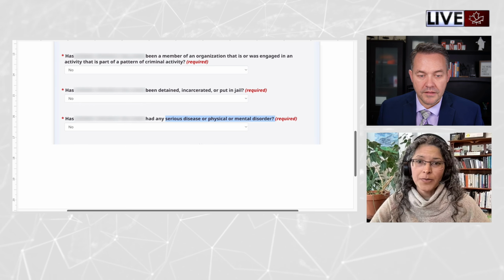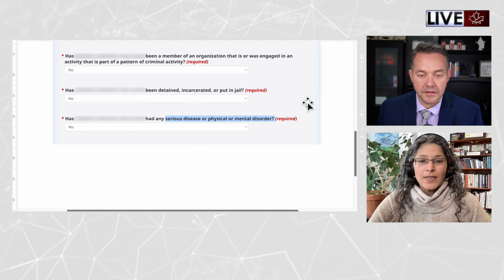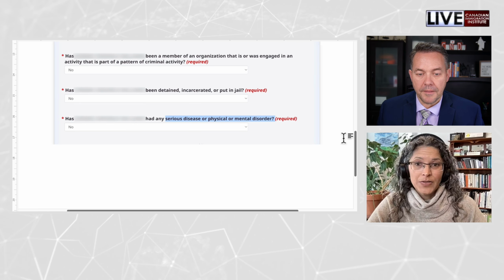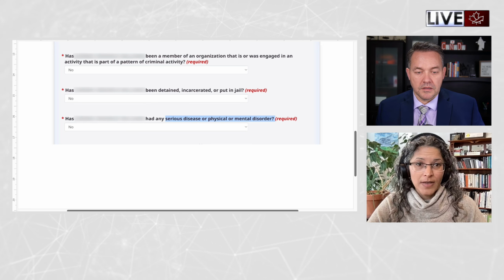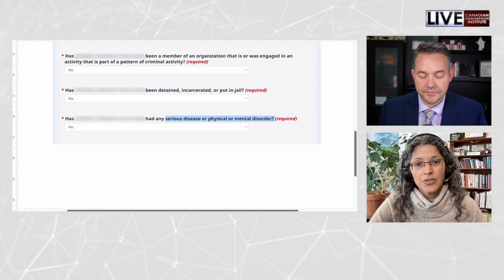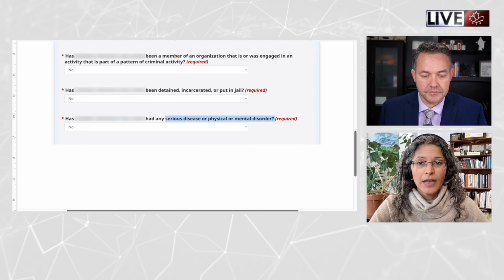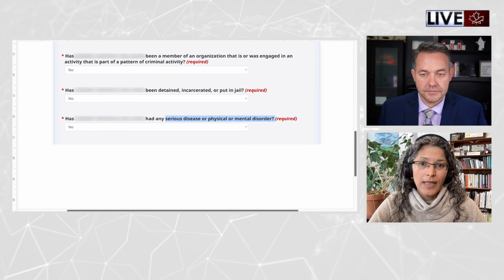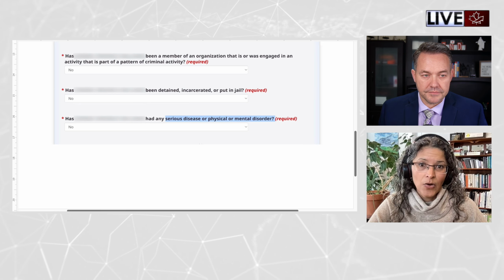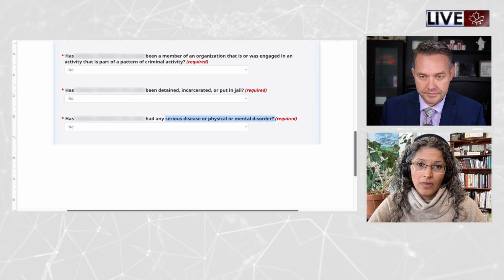And this next one is one that is also serious because it's very broad. There's a similar question that's asked in study permits and work permits and temporary resident applications. But in terms of the Express Entry application statutory question, it's: has the applicant had any serious disease or physical or mental disorder?